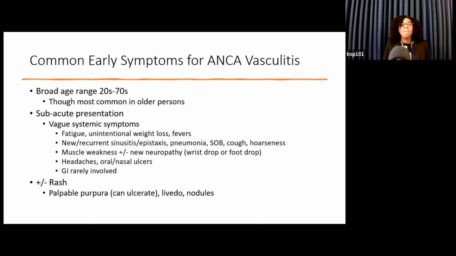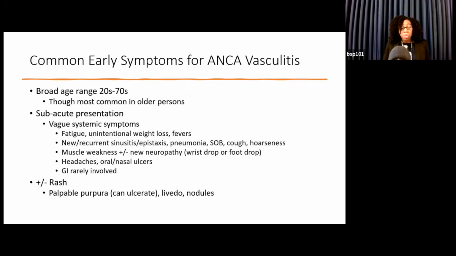Unfortunately, the symptoms can be kind of subacute in presentation and take several weeks to months to develop. They may have non-specific, vague symptoms such as fatigue, malaise, weight loss, fevers, but be mindful in patients who have new onset sinusitis, recurrent sinusitis, or epistaxis. In particular, if they have some nasal crusting, new respiratory symptoms such as recurrent pneumonia, shortness of breath, cough, even if the cough is dry, and even isolated voice hoarseness can be something to think about in terms of vasculitis.